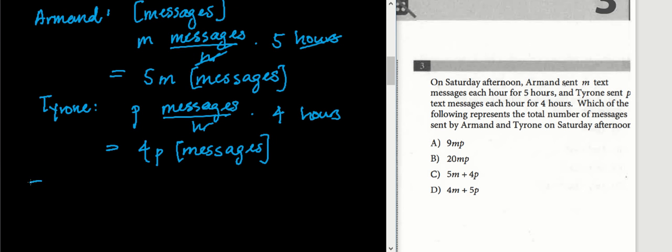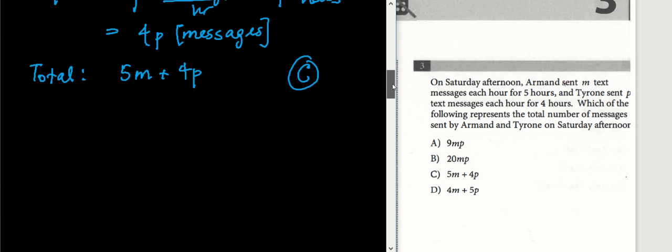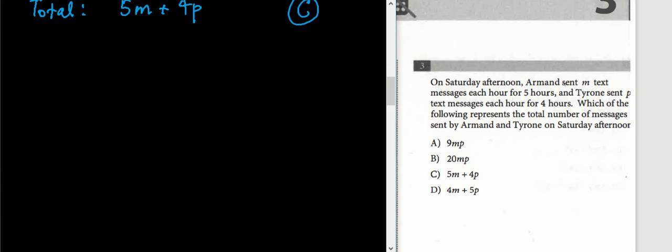And now the total number of messages sent by both of them will simply be the sum. We'll look at the messages sent by Armand, and we'll look at the messages sent by Tyrone. So that's going to be 5m plus 4p. So the answer here is C.